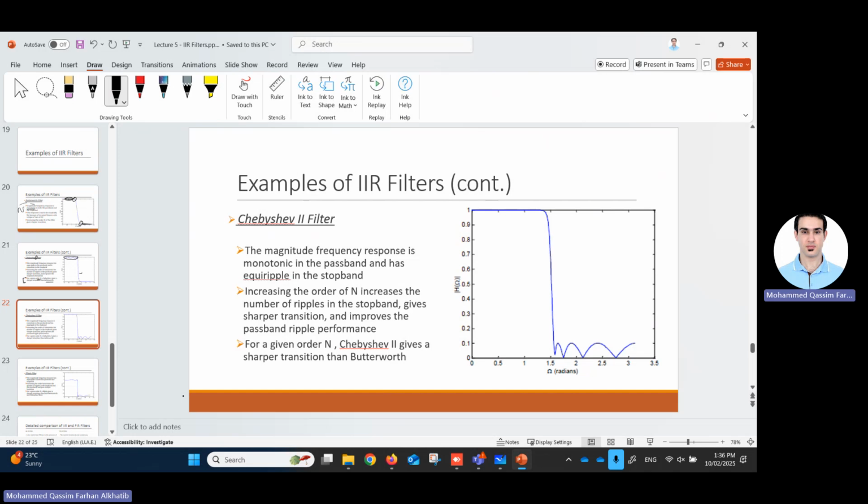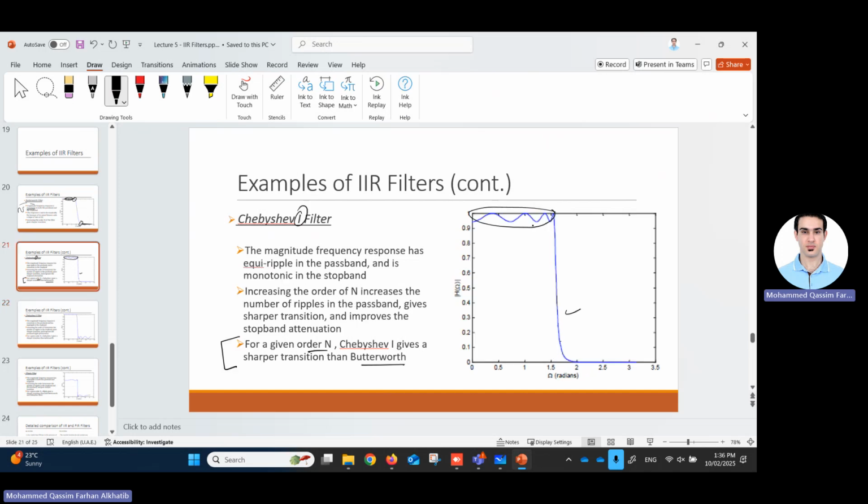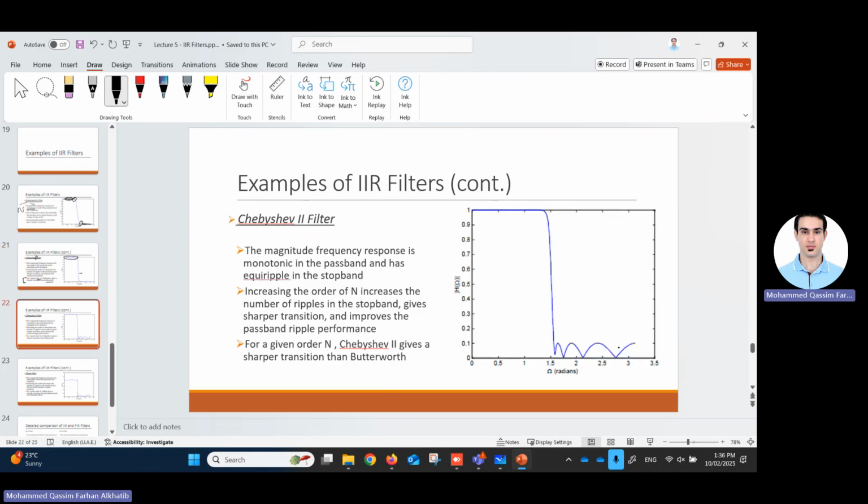This one here, that's a Chebyshev type 2 filter. Like see, in this one here, the ripple was at the pass band. There, the ripple is at the stop band, flat, same sharpness. The magnitude frequency response is monotonic at the pass band. Monotonic again, there is no variations, and has equiripple at the stop band. Increasing the order of n increases the number of ripples in the stop band, gives a sharper transition, improves the pass band ripple performance. For a given order, Chebyshev 2 gives a sharper transition than Butterworth. Actually, in both Chebyshev, sharper transition than Butterworth.